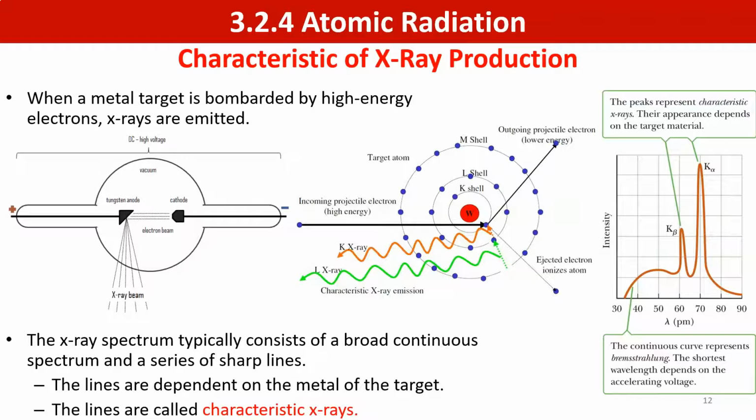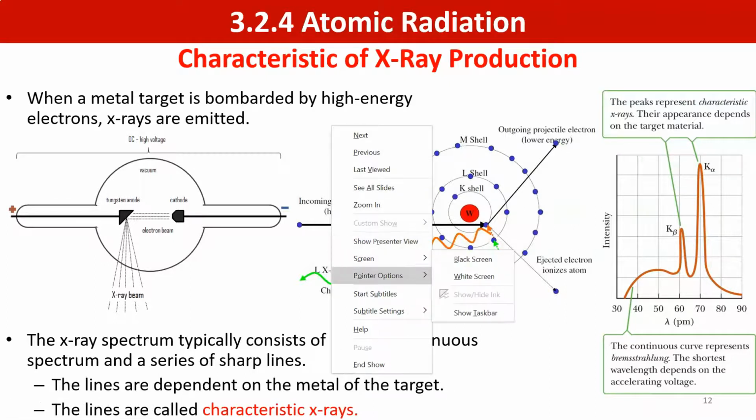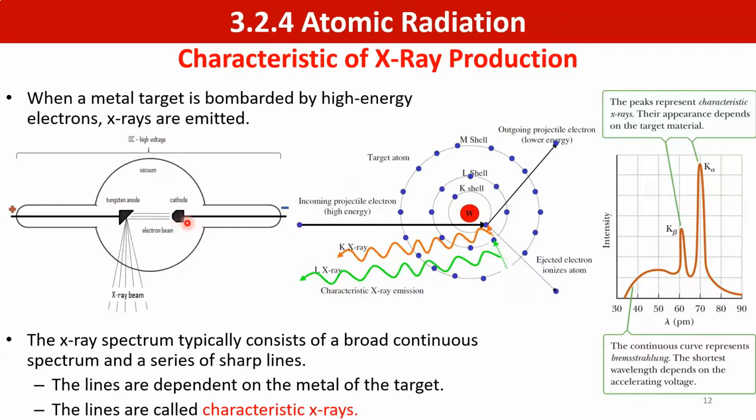The characteristic of X-ray production. For atomic radiation, when a metal target is bombarded by high energy electrons, X-rays are emitted. Here, this is the cathode that produces the electron beam. The electron beam will hit the tungsten anode, and then the X-ray beam will be produced in a vacuum chamber. Before that, you need to apply direct current high voltage between cathode and anode, so that the electron beam will be produced and hit the tungsten anode.